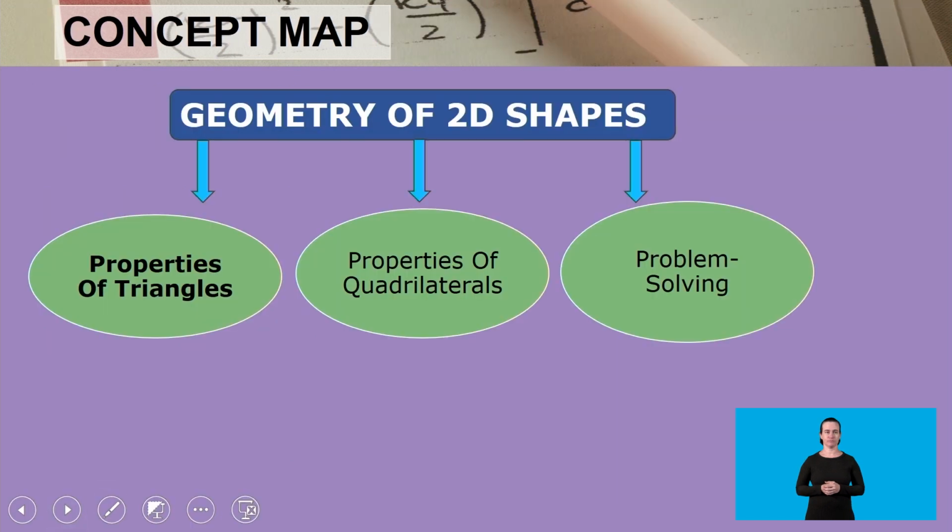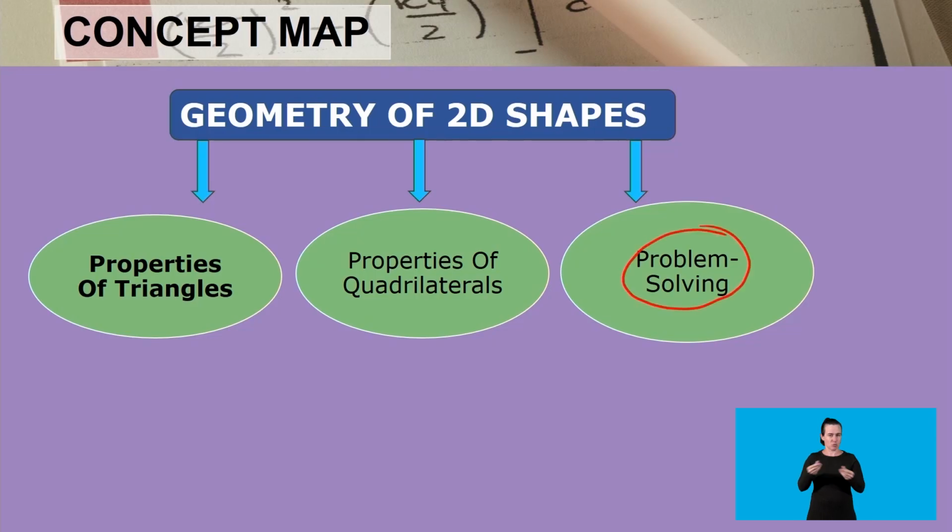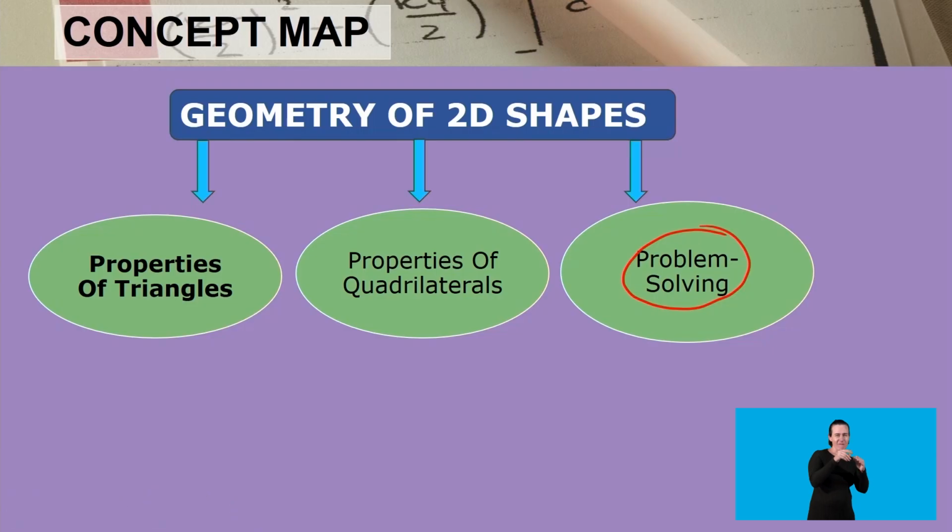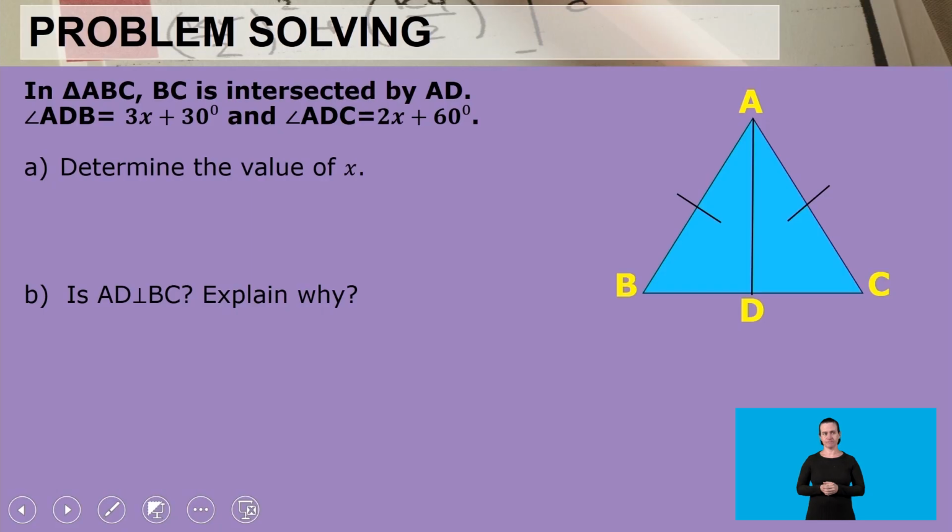All right, let's look at the last part of our concept map, which is now problem solving. What do we do with problem solving? Having done the first part, which is properties of triangles and properties of quadrilaterals, we looked at congruency and similarity. Now we join the information that we have to solve a problem in a question. Here's a typical question in that regard.